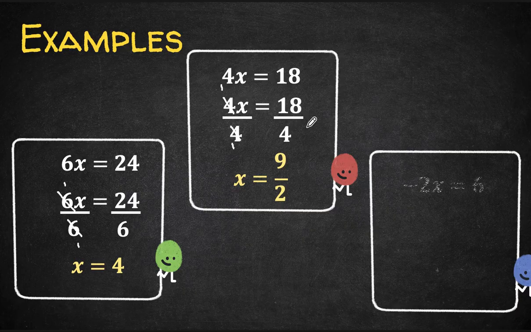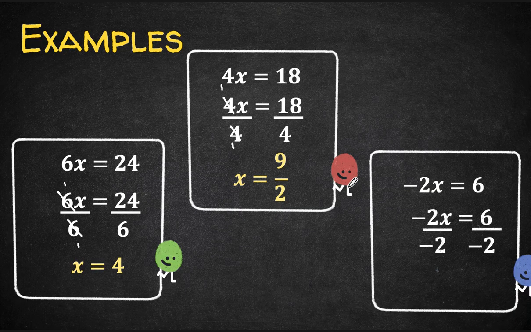Next one will be negative 2x equals 6. So as you can see here, the numerical coefficient is negative 2. So just simply divide the given expression by the numerical coefficient of x, which is negative 2. So divide both sides of our equation by negative 2, because negative 2 divided by negative 2, the answer is positive 1. So the remaining will just be simply x. And then here, 6 divided by negative 2, the answer is negative 3.